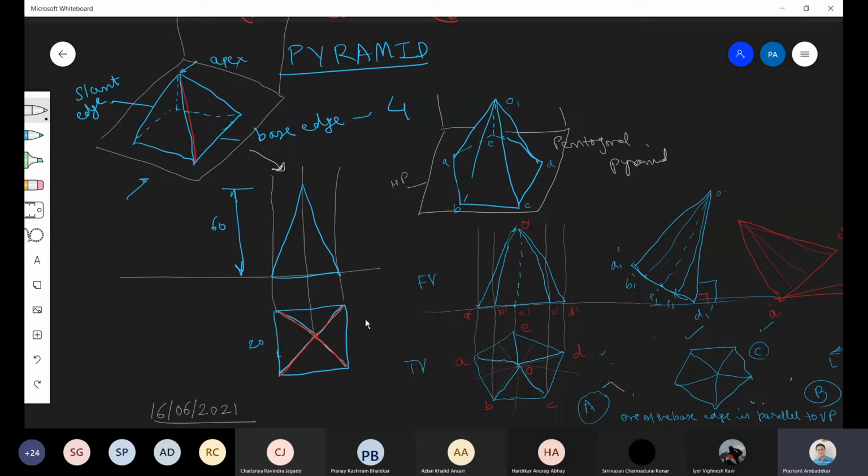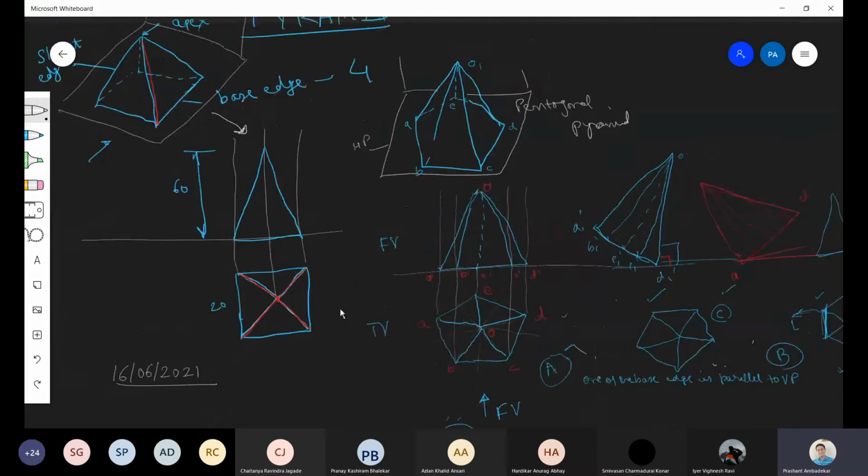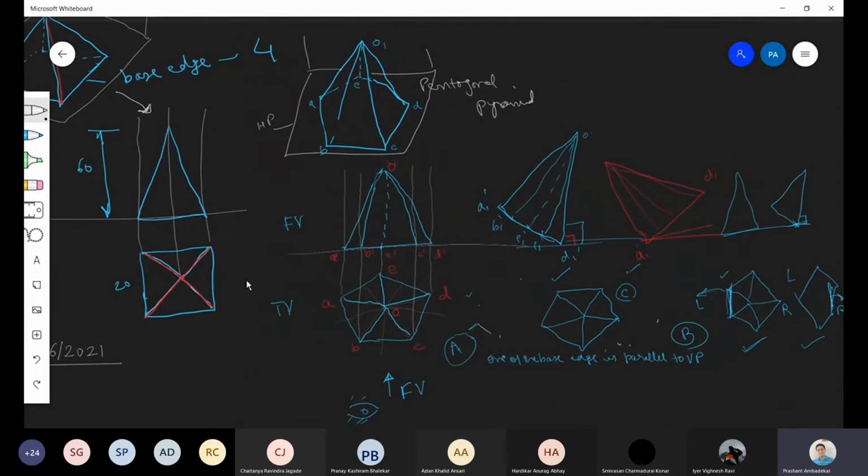Additional information is, as compared to prism, in pyramid we will have lines which are joining from the corner to the apex, which will be seen in the top view, which are not seen in the prism. So this is the additional red color thing which is there in the pyramid, not in the prism. So here also we will see this, because this is what we had already seen.